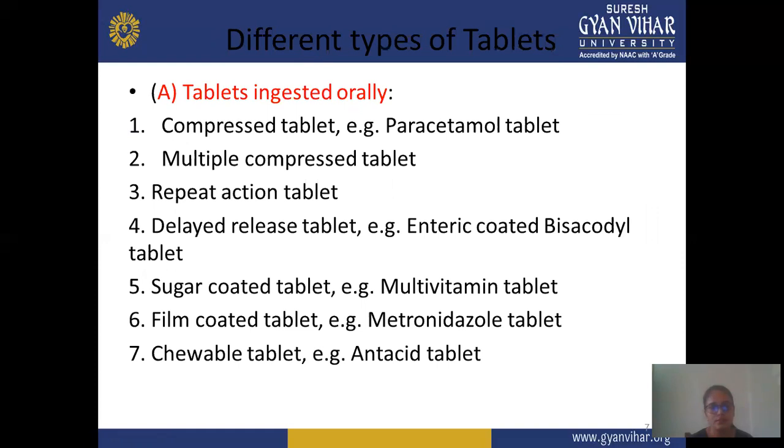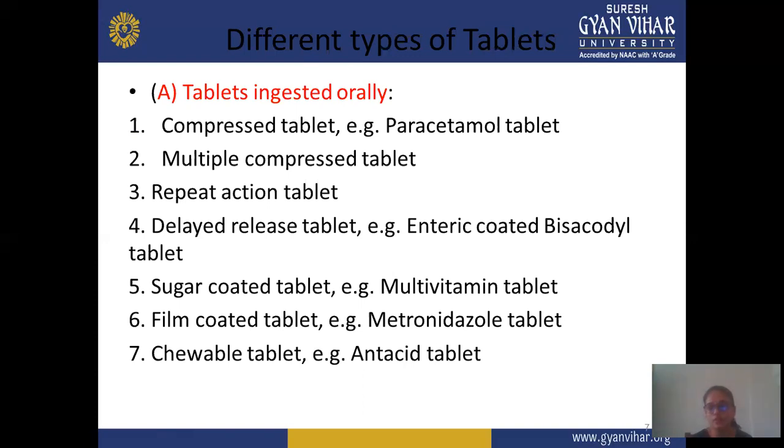First is tablets ingested orally. In tablets ingested orally, first is the compressed tablet. Compressed tablet means you directly compress all your excipients and drug with the help of dies and punches. No specific granulation or any other technique is required. An example is paracetamol tablet. You just take all the excipients required for your tablet, and all excipients and drug are directly compressed with the help of dies and punches.